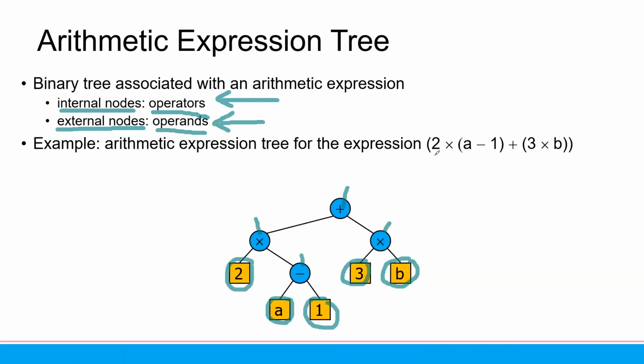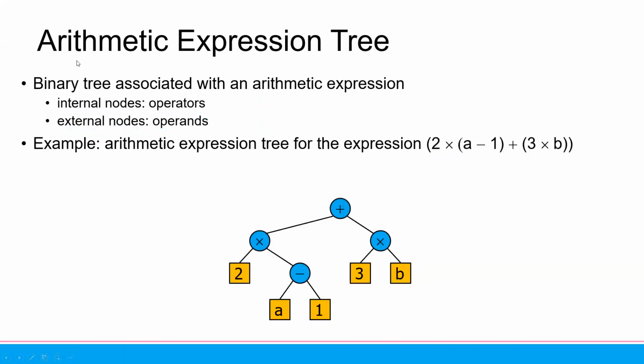So if we have the arithmetic expression like this one, then we have to multiply a minus 1 plus 3 multiplied by b. Okay. So this is using the post-order traversal.